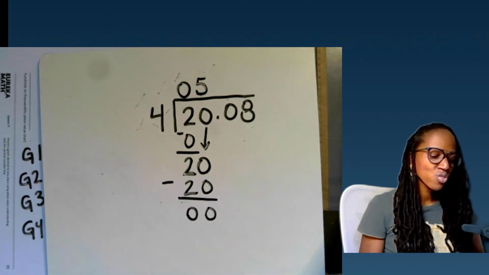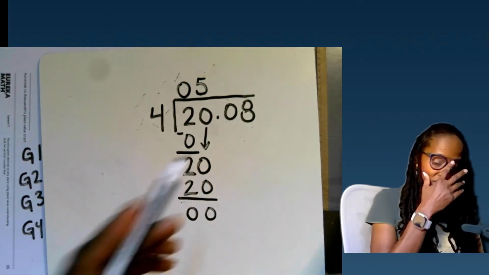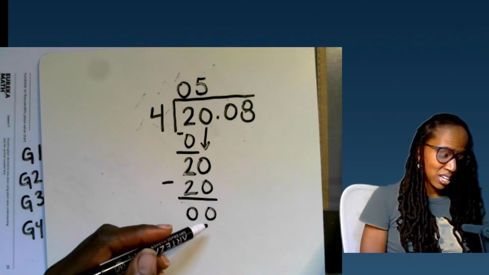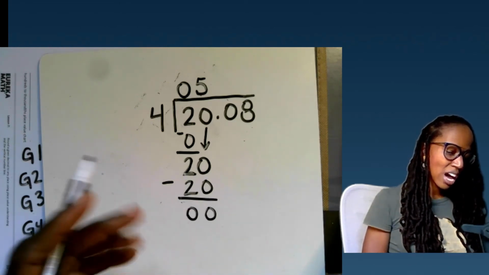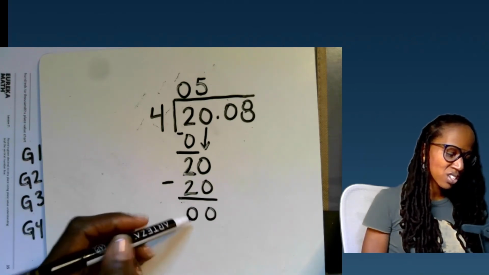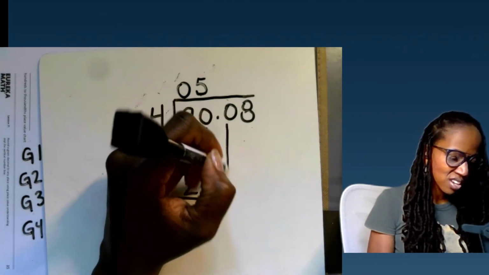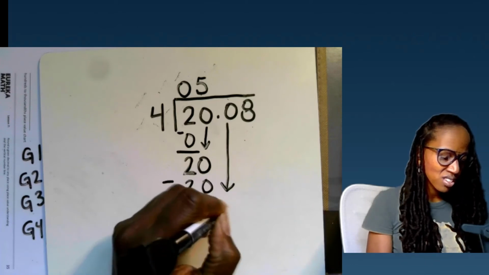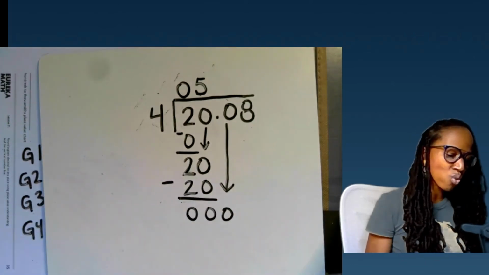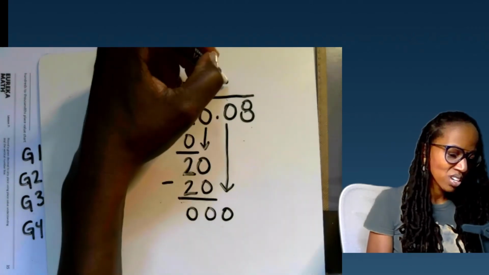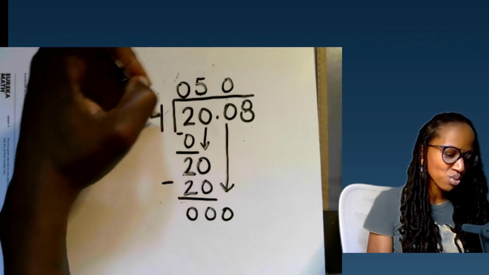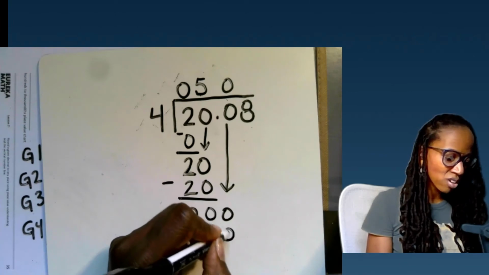So now I'm going to move on to my tens place, and I'm going to see how many groups I can share. So I have 0 tenths. How many groups can I make of 4? Well, clearly I can make 0 groups because I don't have any tenths. So 0 groups of 4 is 0.